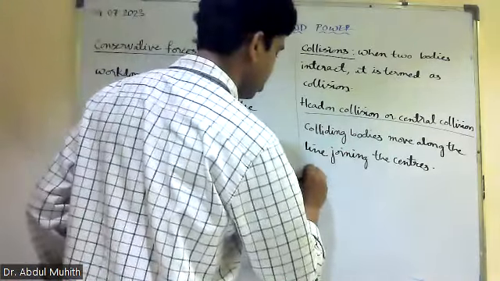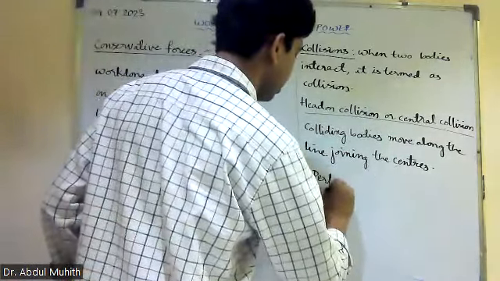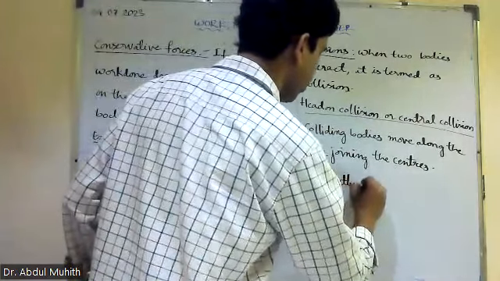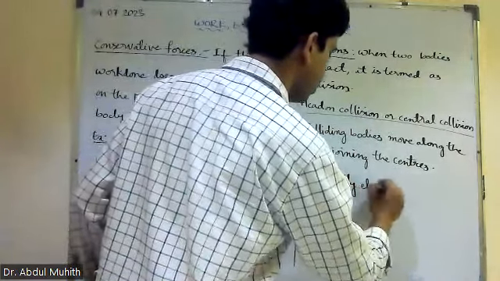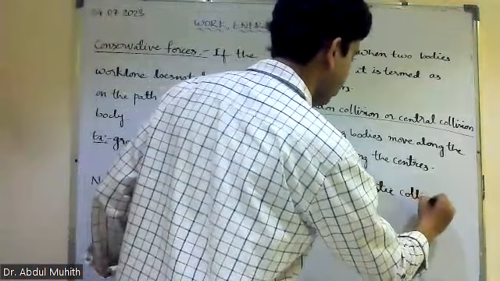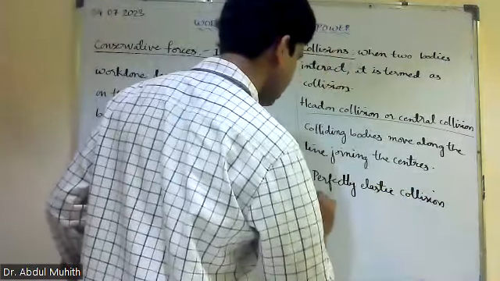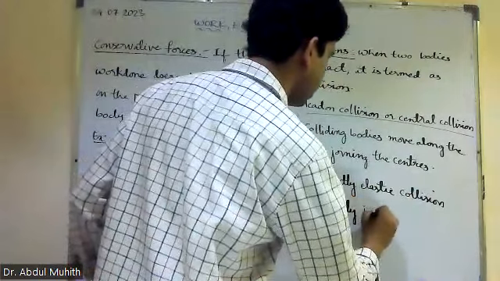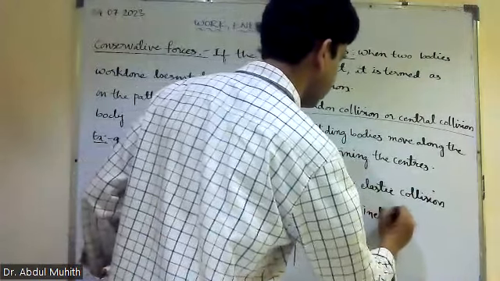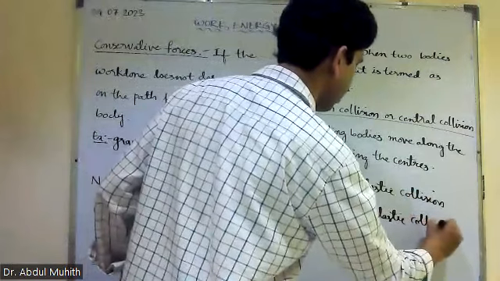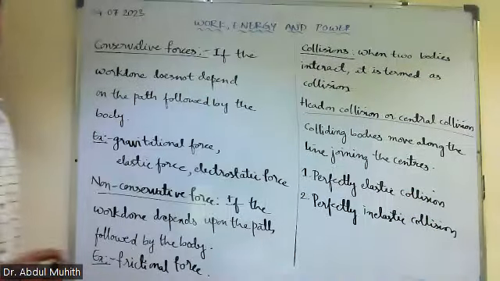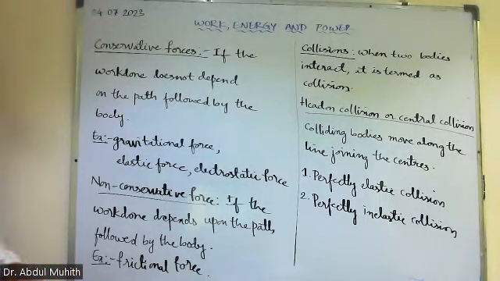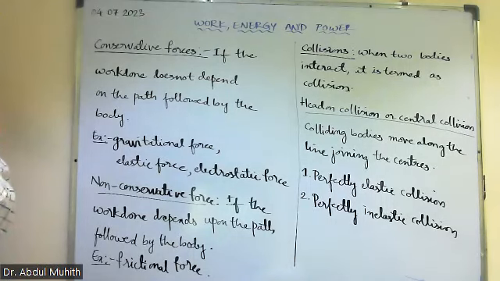So there are two types of collision. That is perfectly elastic collision. Second one is perfectly inelastic collision. Perfectly elastic collision means both momentum and energy are conserved.